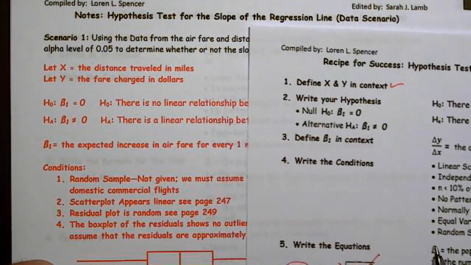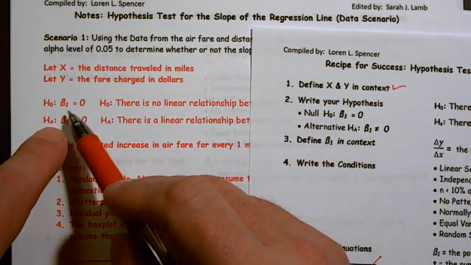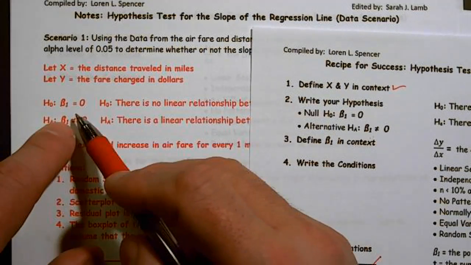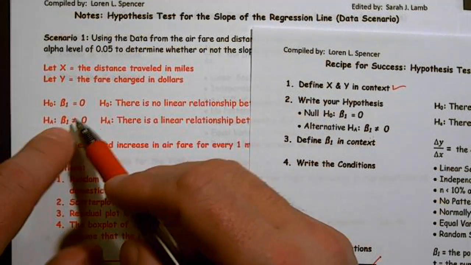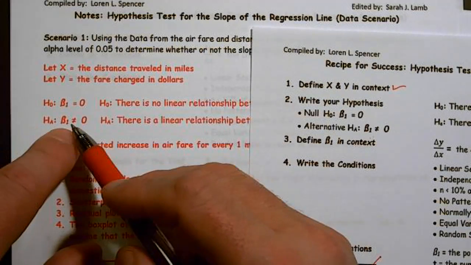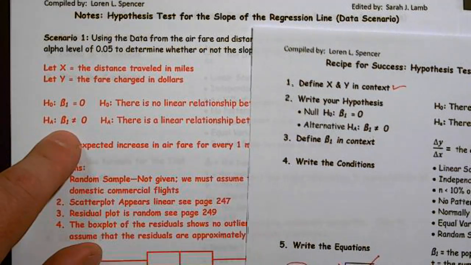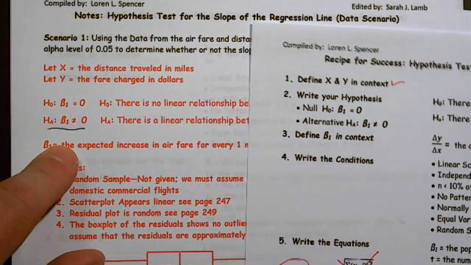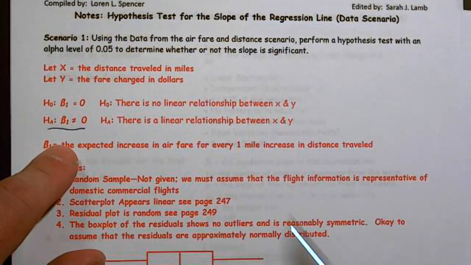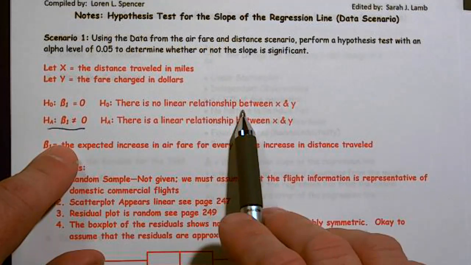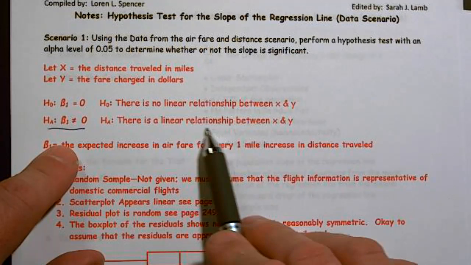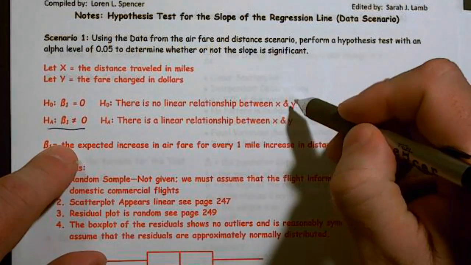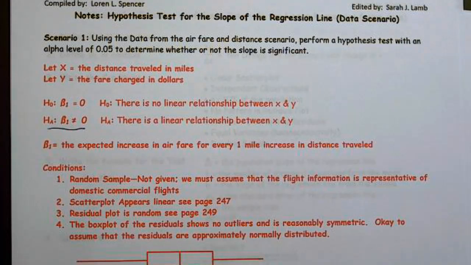Our beta 1, so this is writing our null and alternative. The null: beta 1 equals 0, the population slope equals 0. The alternative: the population slope does not equal 0. And this is 95% of the time always going to be a not equal for this. So the null says there is no linear relationship between X and Y, and the alternative says there is a linear relationship between X and Y. I recommend you write this out for yourself so that you keep it straight in the middle of the test.